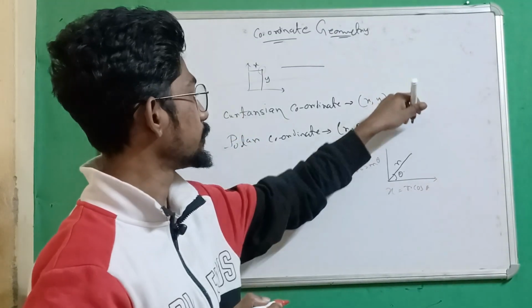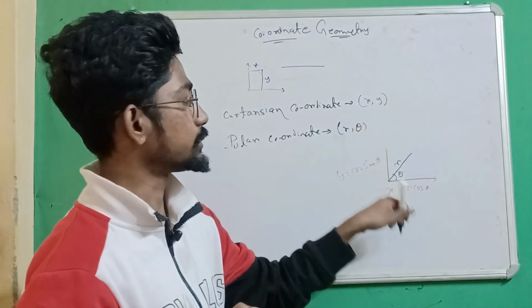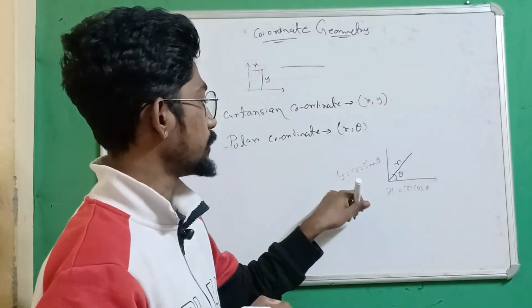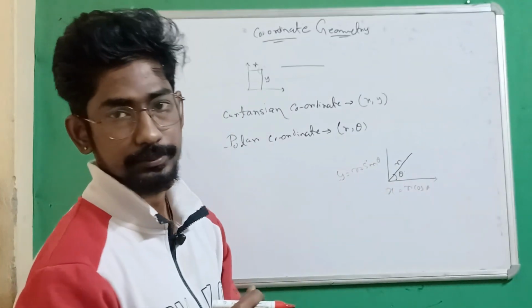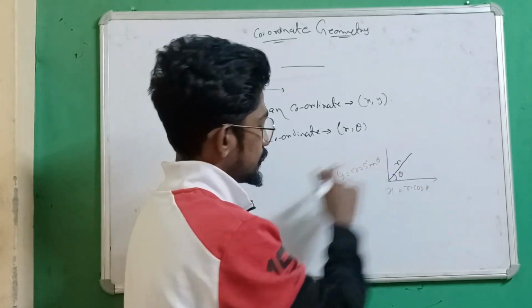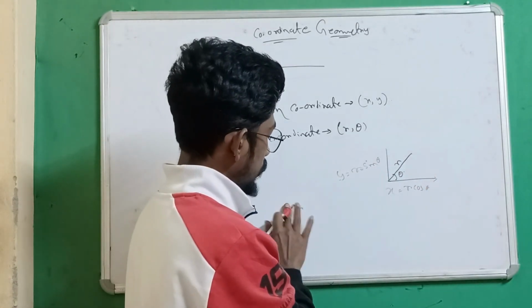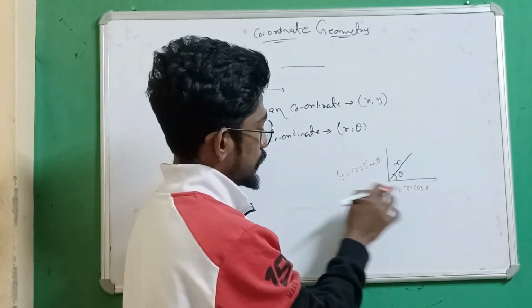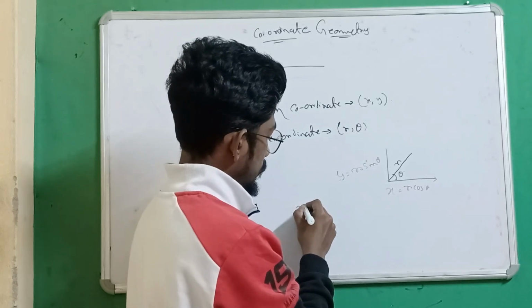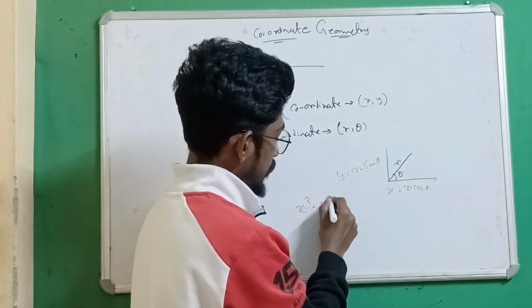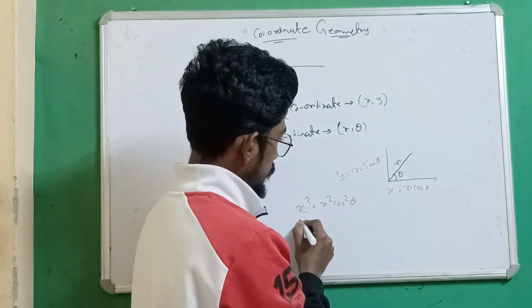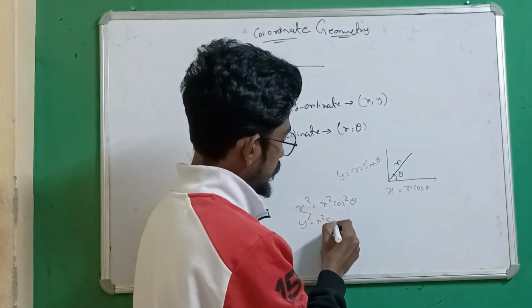Right, from here, compare these two, you will get this. y equals r sin theta, x equals r cos theta. So from that you can say the distance r will be given as... how can you calculate the distance? First of all, square both sides. x square equals r square cos square theta, y square equals r square sin square theta.